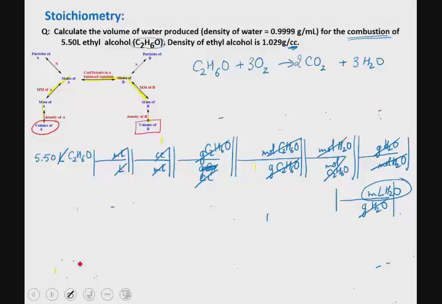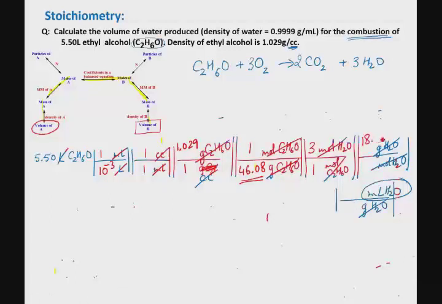Now let's go ahead and put in the numbers. We know 1 mL equals 10 raised to minus 3 liters. We know 1 cc equals 1 mL. From the density of ethyl alcohol, we know 1.029 grams of ethyl alcohol equals 1 cc. 1 mole of ethyl alcohol has a mass of 46.08 grams. This is the molar mass of ethyl alcohol, and I hope everybody remembers how to calculate that. From the coefficients in the balanced reaction equation, we know that 3 moles of water will be produced from 1 mole of ethyl alcohol.